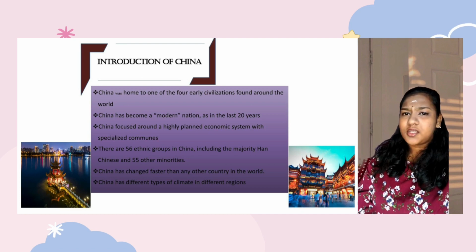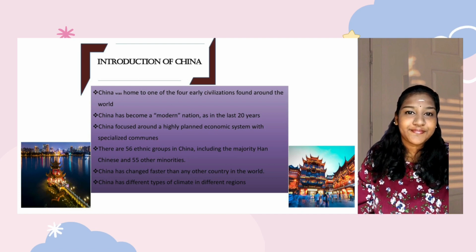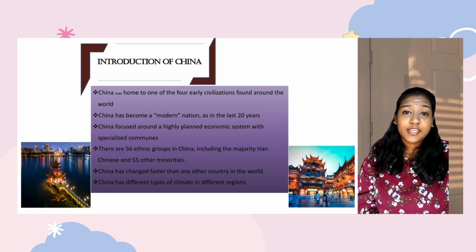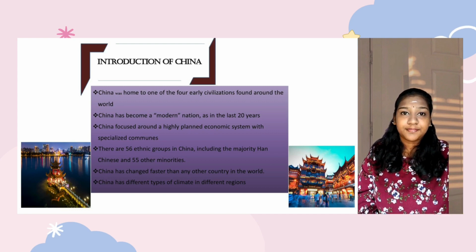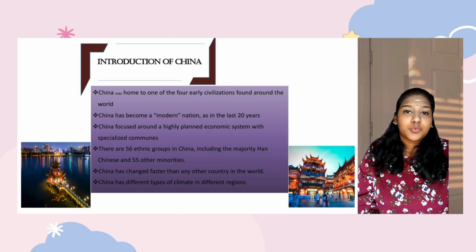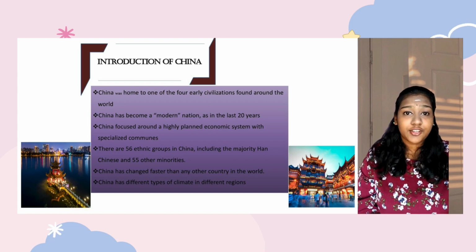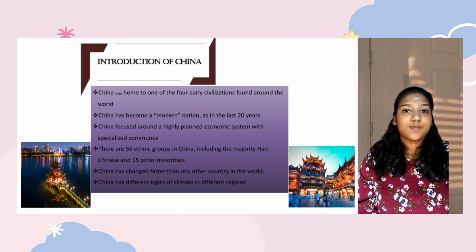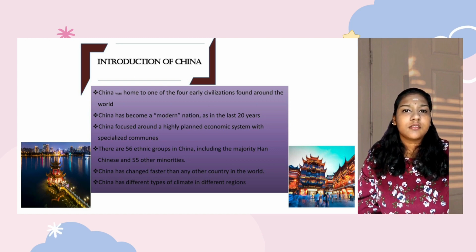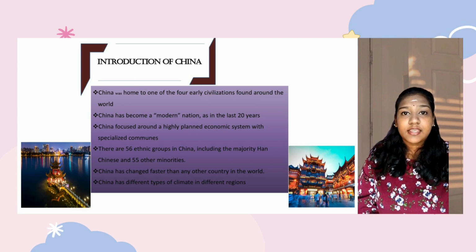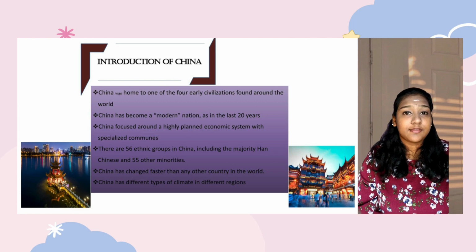Let's see about the introduction of China. China was home to one of the four earliest civilizations found around the world, and the only one whose civilization still continues in China. China has become a modern nation in the last 20 years because of the opening of foreign trade and investment and the implementation of free market reform in 1979.